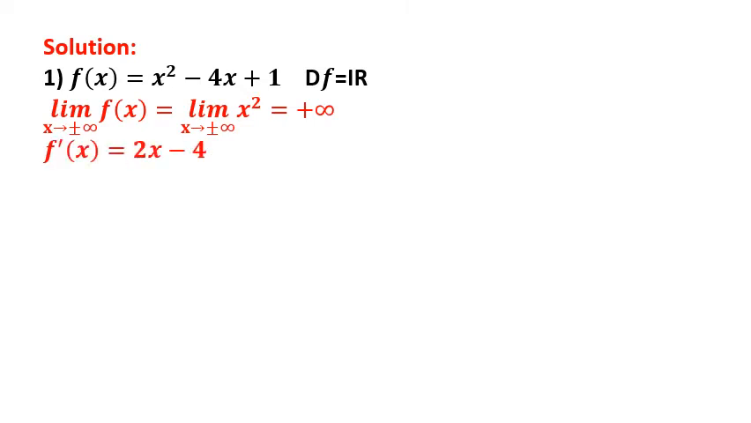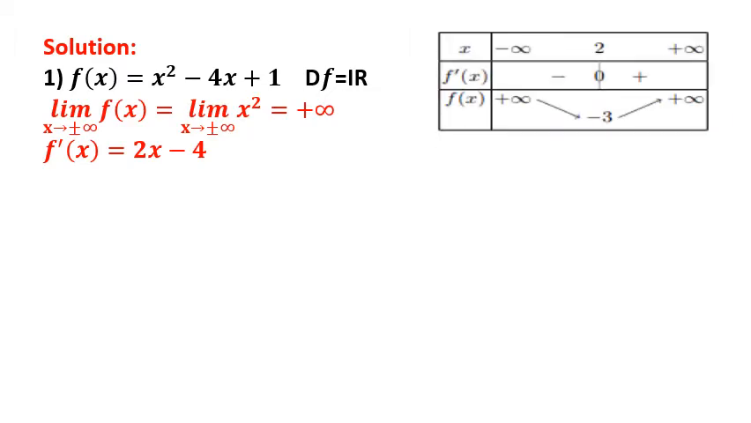f prime of x is 2x minus 4. To draw the table of variation of f, first we study the sign of f prime. To study the sign of f prime, we solve f prime of x equals 0. We get x equals 2. Then in the table of variation we put the domain of definition of f, which is minus infinity, plus infinity, and the root of f prime, which is 2.